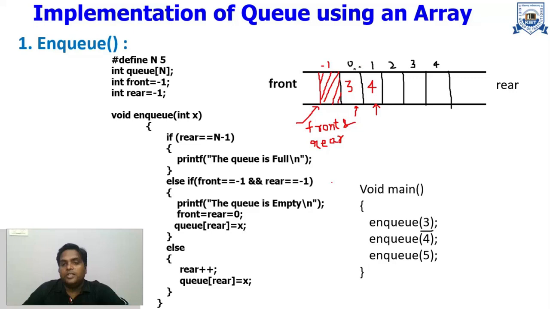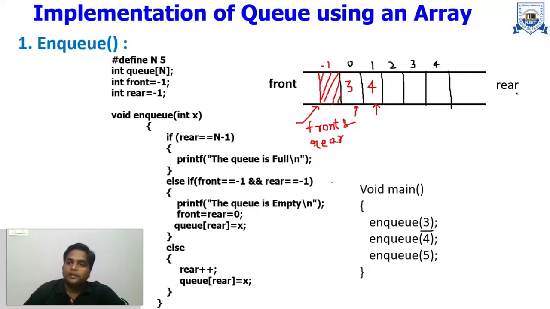So whenever we want to insert an element, first of all we have to check whether the queue is full or not, because if the queue is full then we cannot insert a new element in the queue. So how can you check that the queue is full? Here we have a condition for when the queue is full. When the value of rear is equal to 4, that is n minus 1 if the size of the array is n, that means the queue is full.